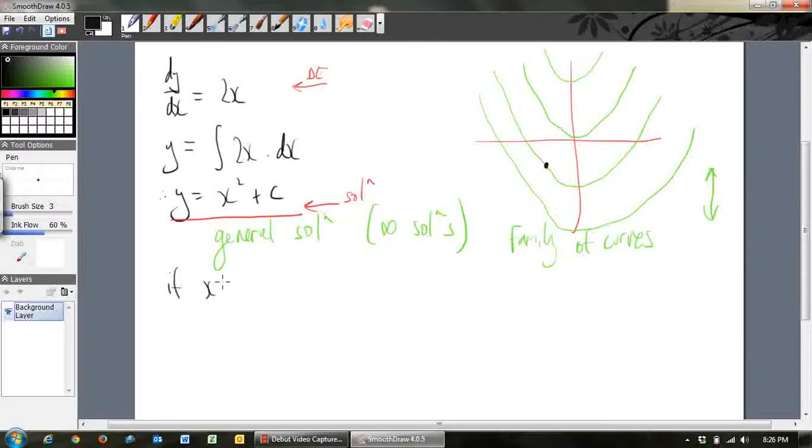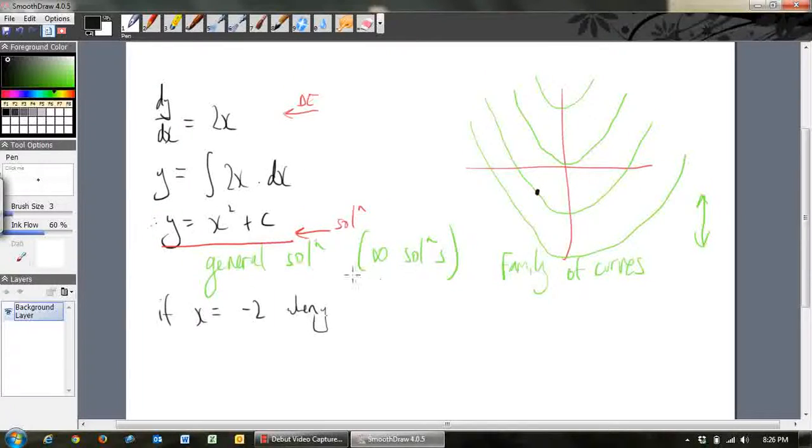And so we can say something like, if x equals -2 when y is equal to -1, so that point there, then what we can do is substitute that into our solution, and we'll get a particular solution. In other words, we can find the value of c. Now let's just do that.